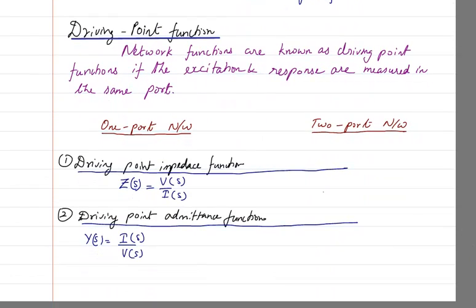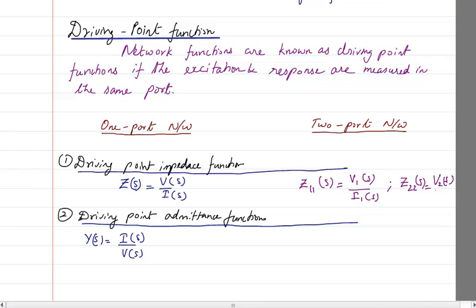So what we can say is that the driving point impedance function, for the case of two port network, will have two values. One is Z11 of S, which is basically V1 of S by I1 of S, and Z22 of S, which is V2 of S divided by I2 of S.